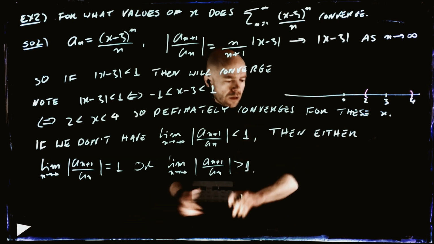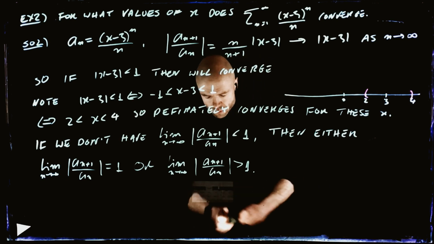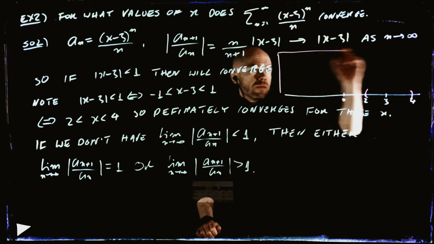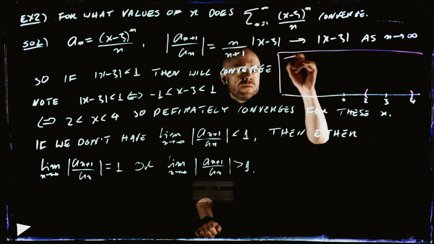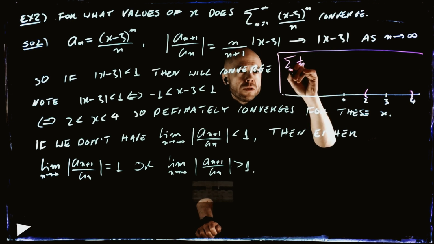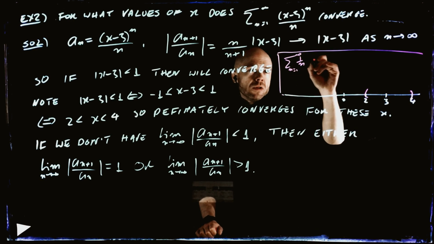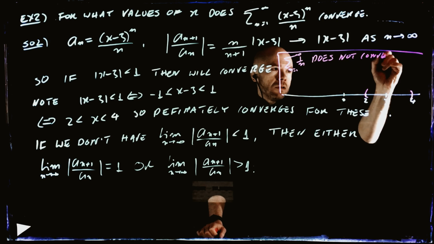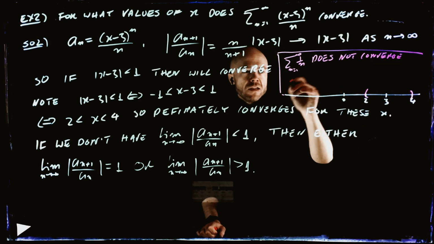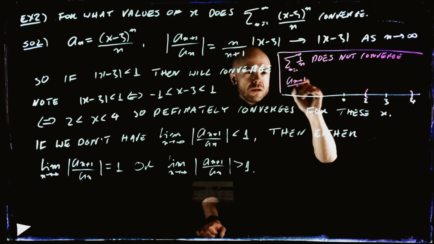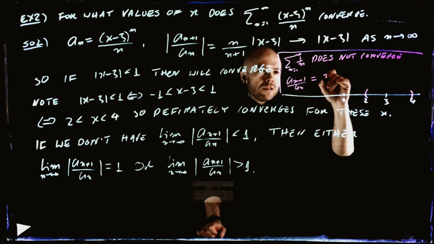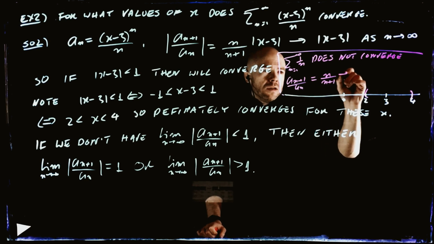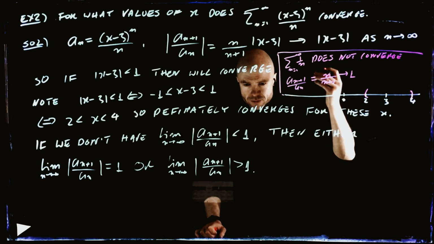Yeah, so the harmonic series is an example of a p-series, so you know it does not converge. If we take the limit of a_{n+1} over a_n, what happens? This is just n over n plus 1, which tends to 1, so we don't detect that it doesn't converge.